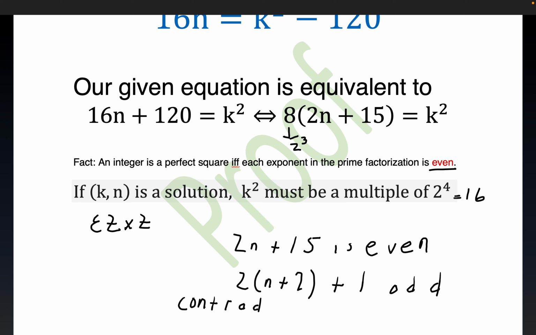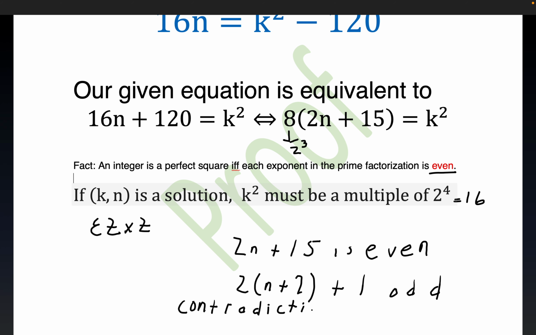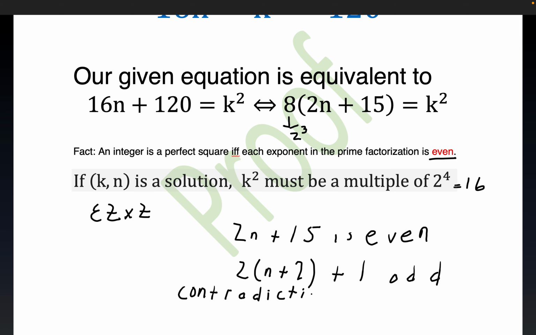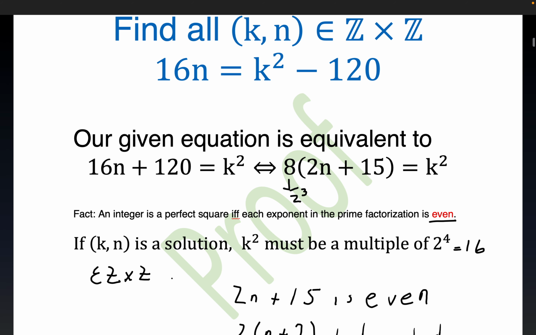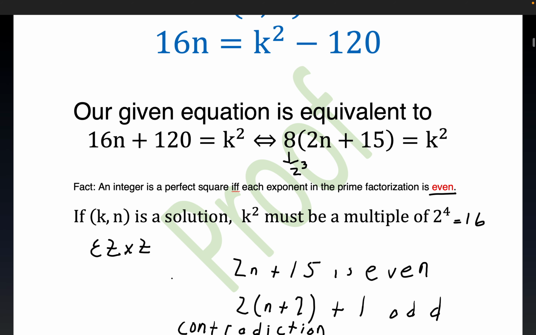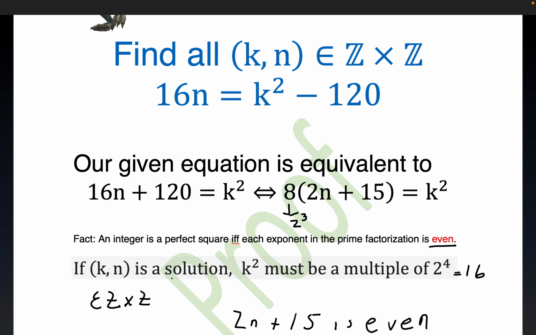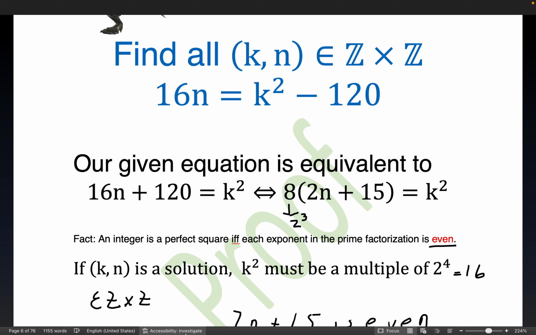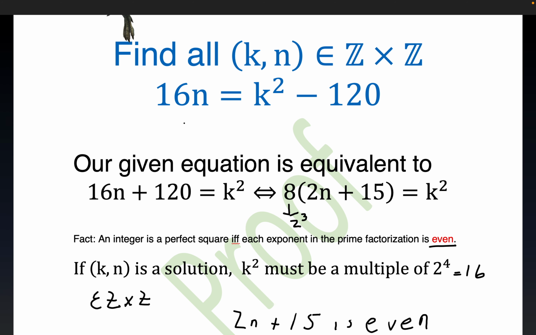It's a contradiction which arose from the fact that we assumed we had an integer solution. Okay, so we made the assumption that we did have an integer ordered pair solution. Right here, if k, n is a solution, yada yada, we get to this contradiction right here. So that means we come to the conclusion that there are none. There are no ordered pair solutions. I wish I could keep everything together, but I never mastered that. Okay, so there are none. Find all: no solutions.